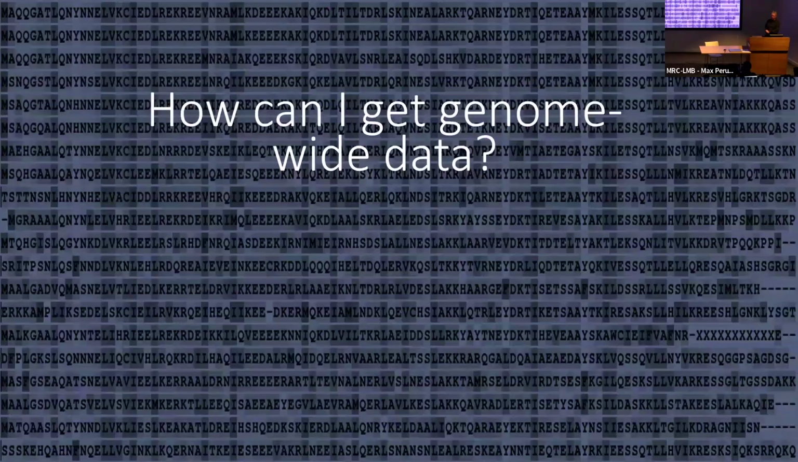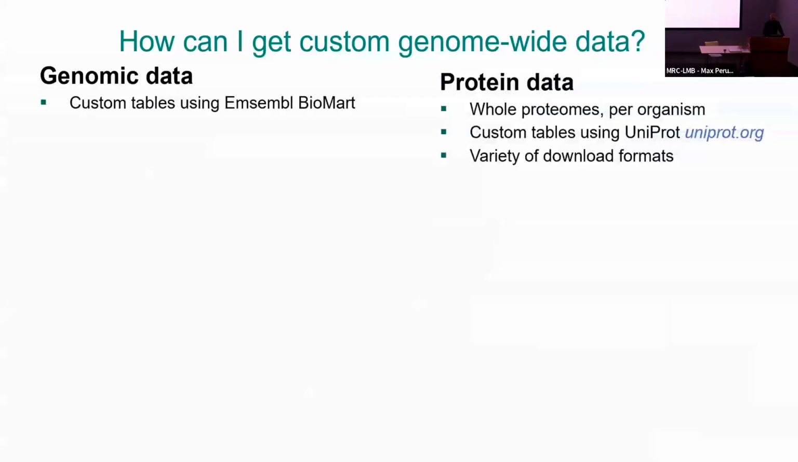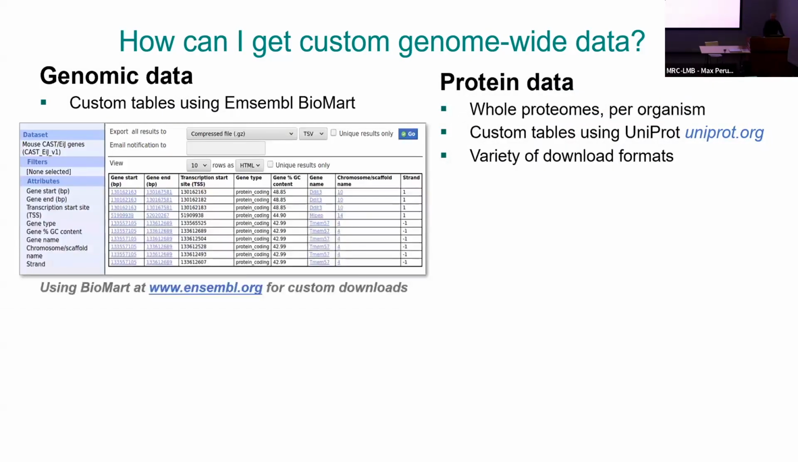Okay, next question. Where can I get genome-wide data? Well, yes, you can download a genome sequence, but sometimes you want to customize it. And for genomic data, that's actually fairly simple. You can use BioMart. The idea is, in Ensembl, you can take your favorite genome and just get the bits of data you want out. So for example, maybe you want transcription start sites, gene lengths, gene names, Ensembl IDs, whatever you want, just as a table. So you can put it into a spreadsheet, do some coding with it. And it's very simple through that interface.